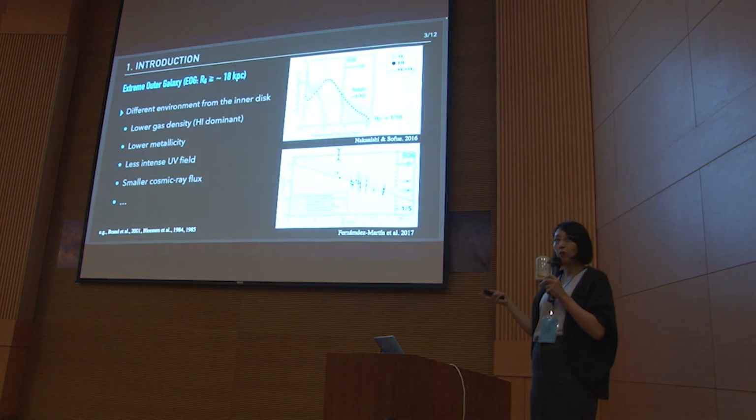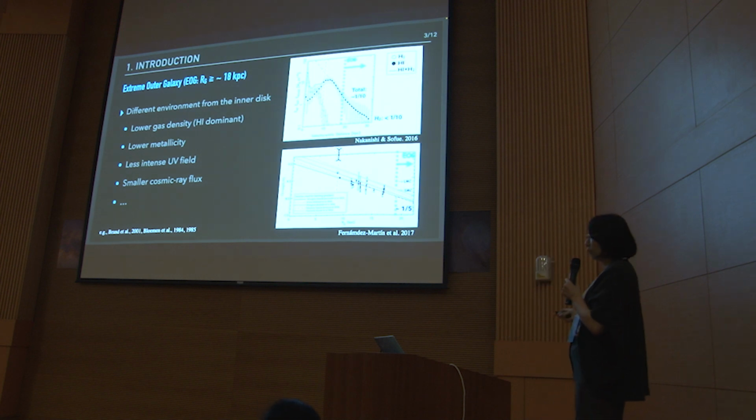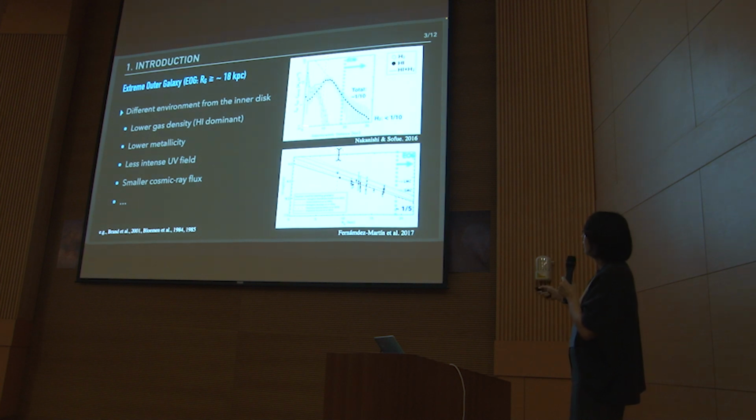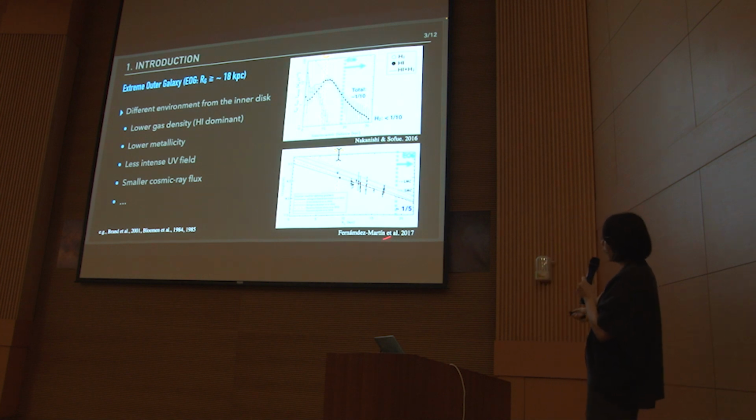So the EOG has a different environment from the solar neighborhood and the inner galaxy. For example, this plot shows the H2, HI total gas density variation with galaxy radius, and all values at the EOG are less than 1/10 of the solar neighborhood. And this plot shows the metallicity variation with galaxy radius, and the metallicity in the EOG is about 1/5 of the solar neighborhood. And this value is similar to the Small Magellanic Cloud.